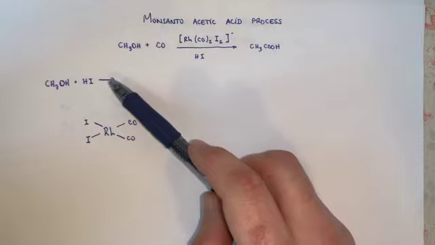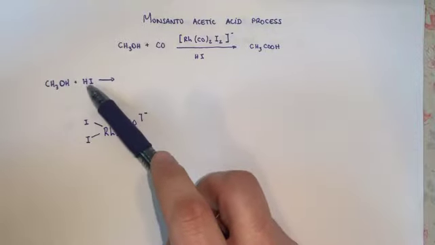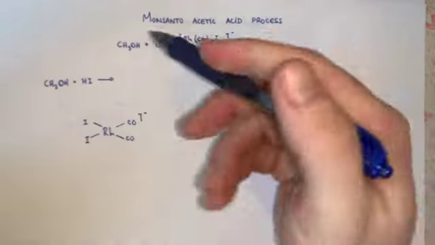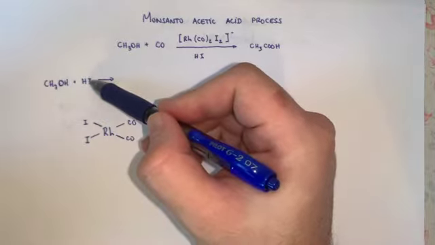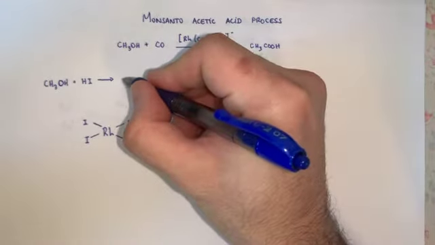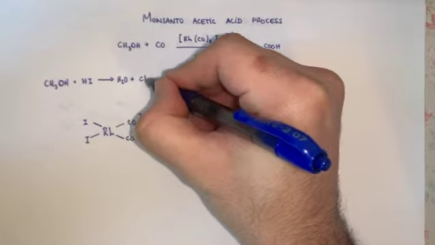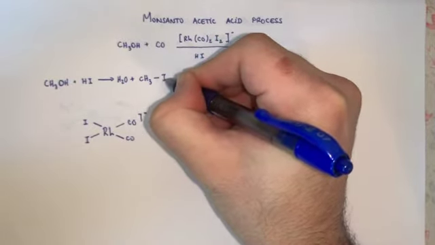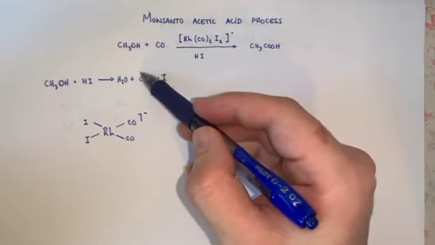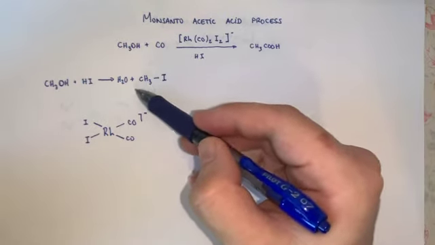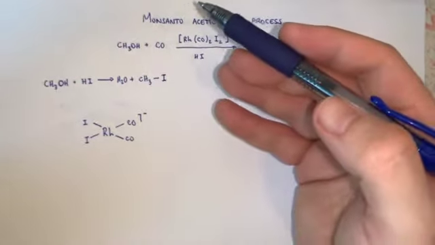Before any reaction with the catalyst, there is a pre-reaction between methanol and HI. So what's going to happen here is a substitution of the hydroxyl group by iodide. So we are going to produce, of course, water plus CH3I. Okay, so the moment we produce CH3I, this group here is activated. Now we have a halide here, which is reactive, and reactions can happen, okay?